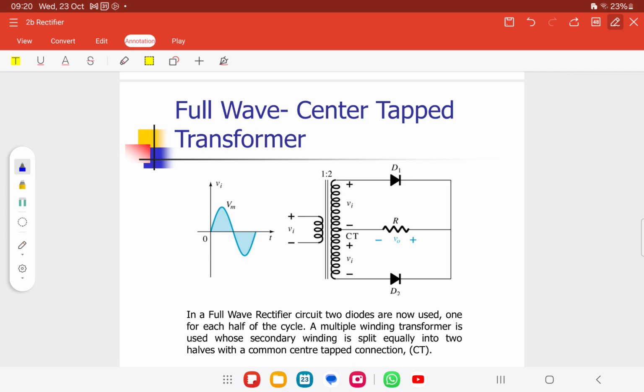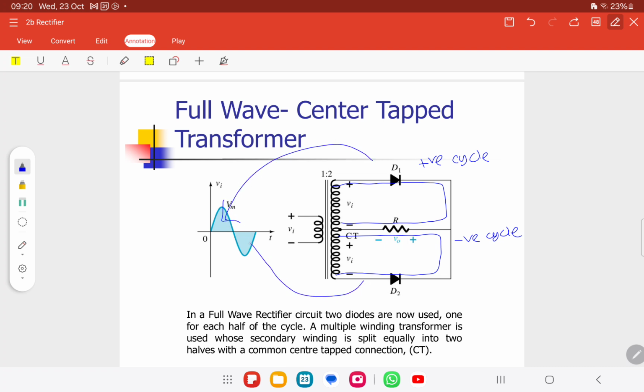Okay, for this center tap transformer, we cater for both positive and negative cycle juga. This one is for positive cycle. This is for negative cycle. Okay, yang ini, this one for this. Tapi for this center tap transformer, kita cuma hanya pakai one diode, sebab kita change the polarity dekat transformer ni.